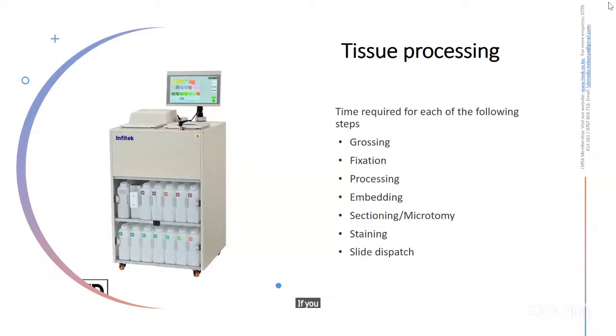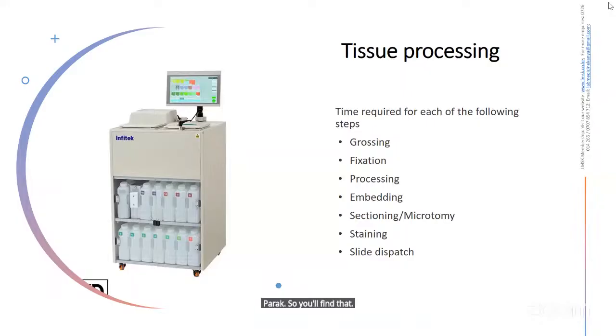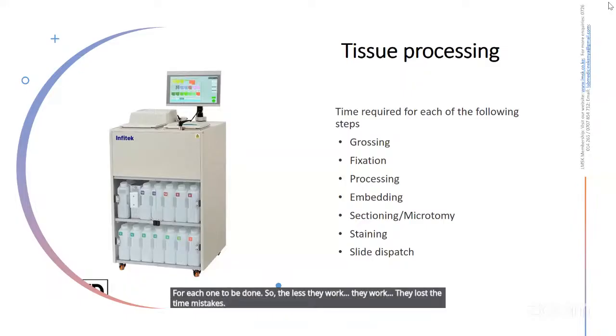If you're having an auto stainer and you're having 300 or 400 slides, the slide holders will normally carry 20 to 30 slides per rack. So you'll find that you'll do at least maybe 10 runs for the staining to be done. And each run is taking approximately, on the lower side, 15 minutes. So the less the work, the less the time it takes, and the less the TAT.